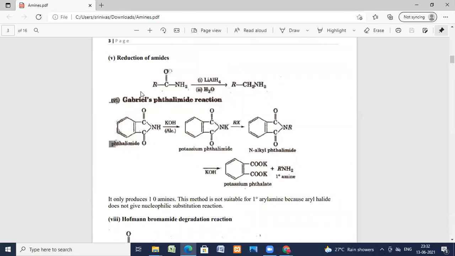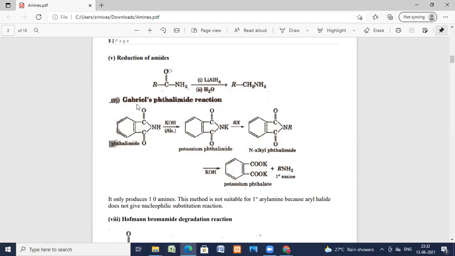Now, the next one is reduction of amides. In the reduction of amides, RCONH2, the amide group, on reduction with lithium aluminum hydride in water, forms RCH2NH2.